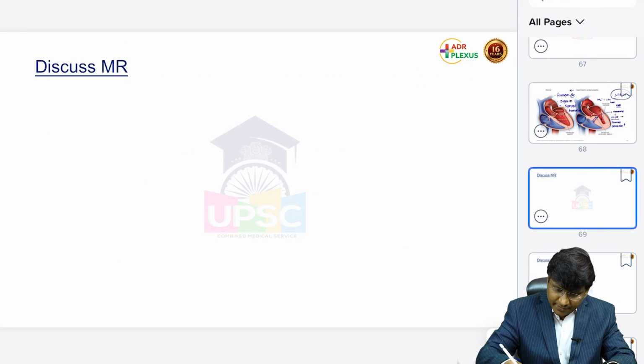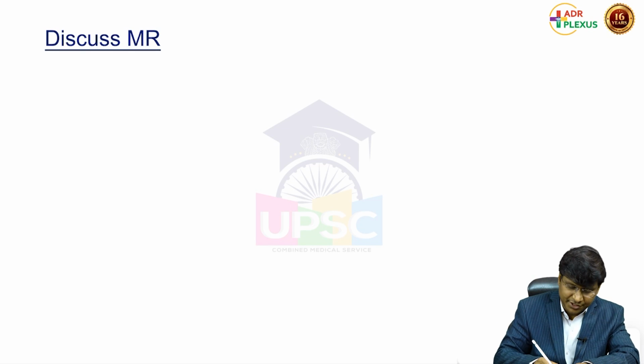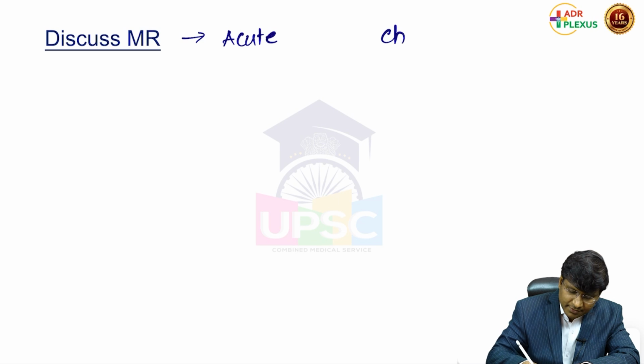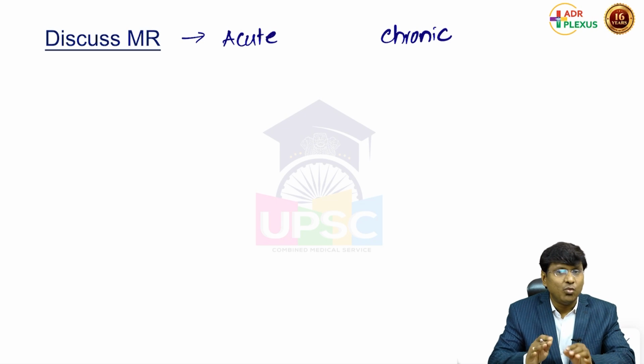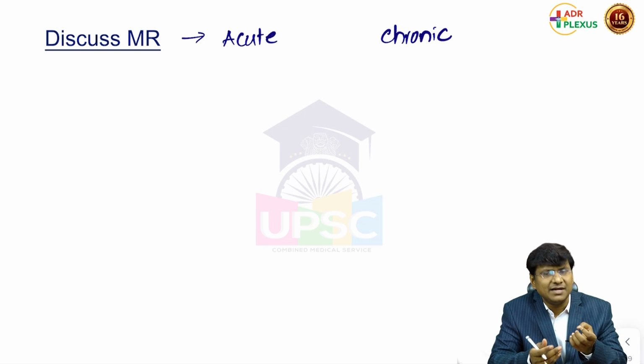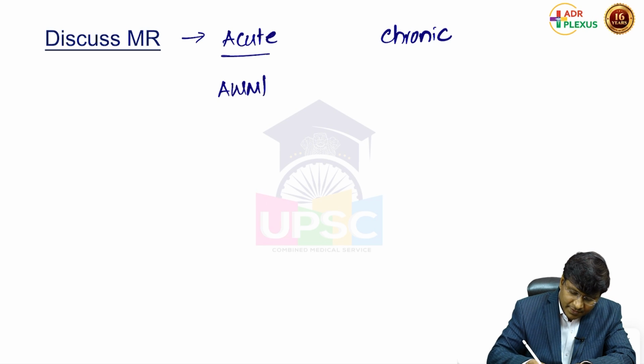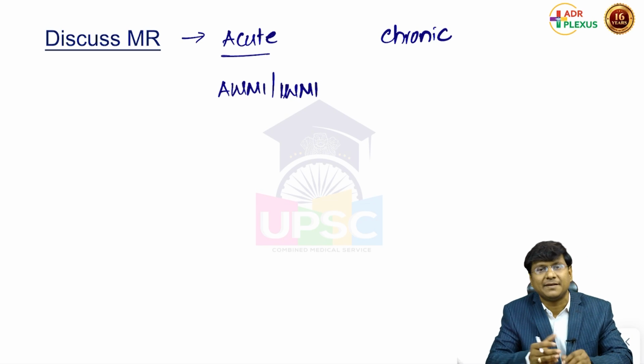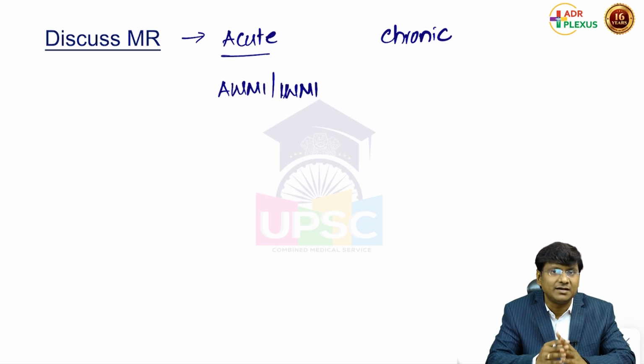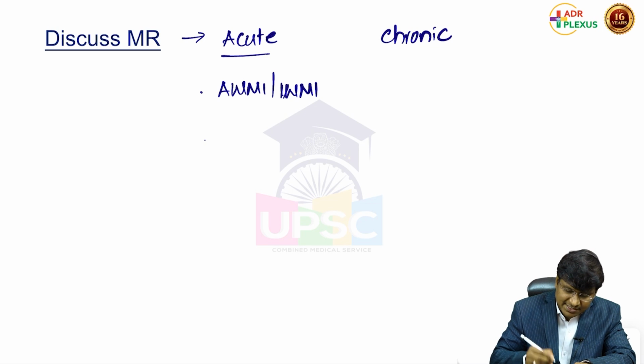So if you take mitral regurgitation, we have two important etiologies causing MR. One is acute MR and the other one is chronic MR. What are the causes for acute MR? Acute MR is the one which occurs abruptly. You see this in patients with anterior wall MI as well as inferior wall MI. Why? Because in anterior wall MI and inferior wall MI, there can be rupture of the papillary muscle. Once there is rupture of the papillary muscle, that will cause mitral regurgitation, and that too is acute in onset.